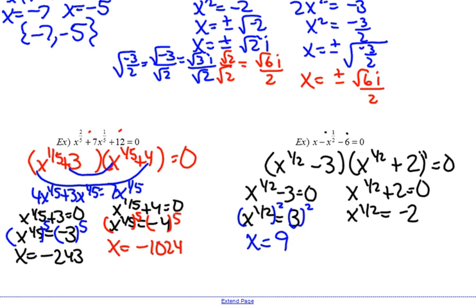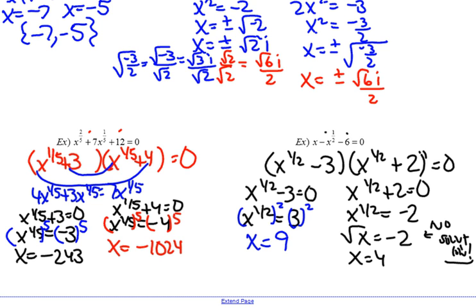Now, the problem is here. Now remember what x to the 1/2 represents. That's the same thing as a square root of x. There is no way a square root equals a negative number. Okay? So I know right here this is not going to be a solution. Okay? Now I will finish it.